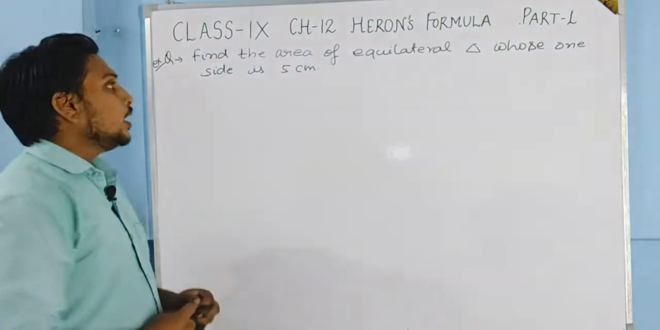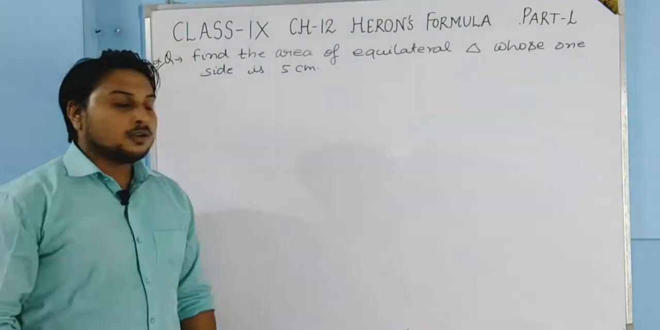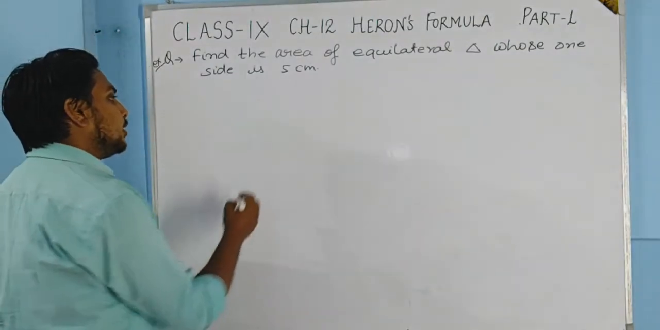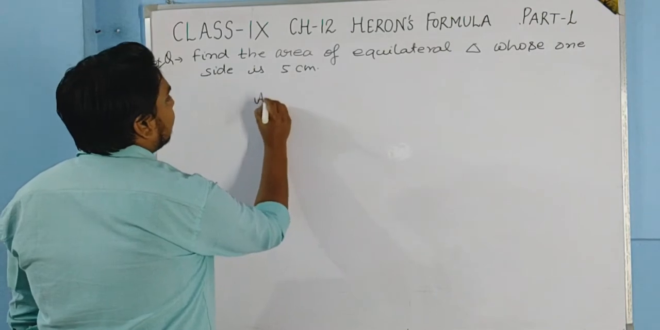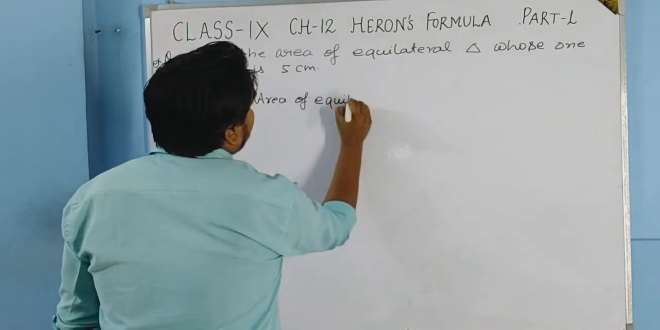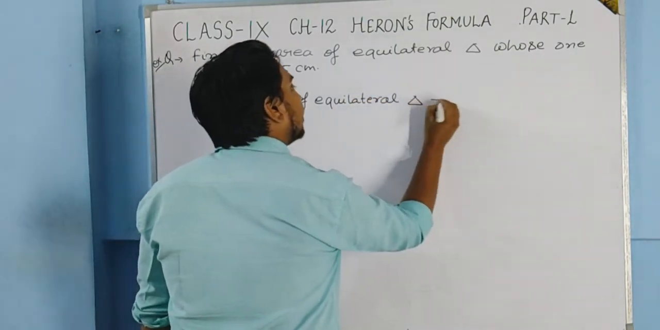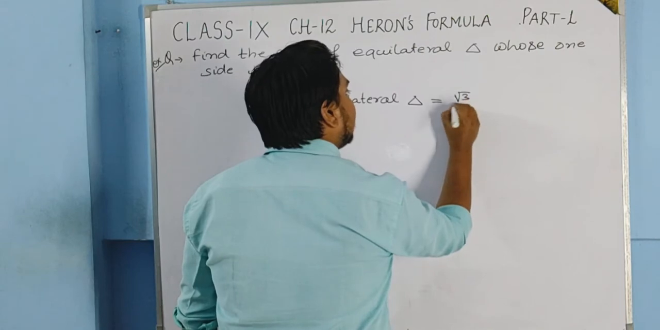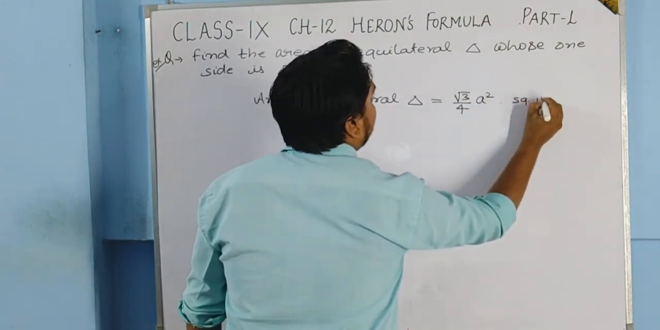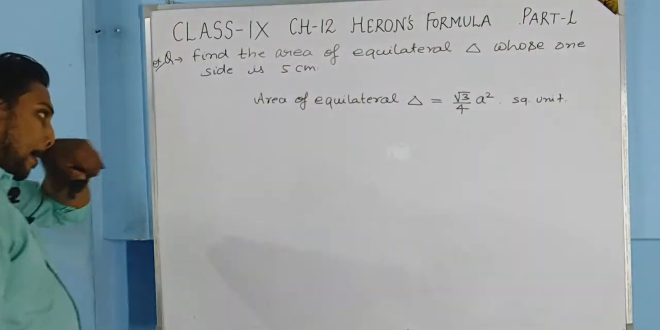Now students, let us see an example question based on the formula that we have studied. What formula have we studied? We have studied that the area of an equilateral triangle is root 3 by 4 a square, square unit. This formula we have studied.